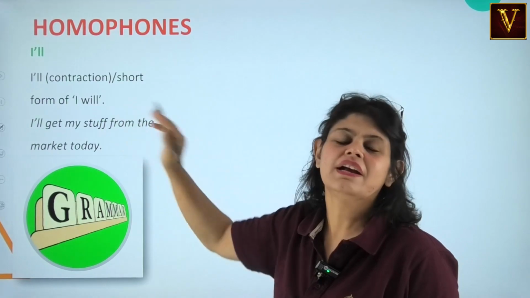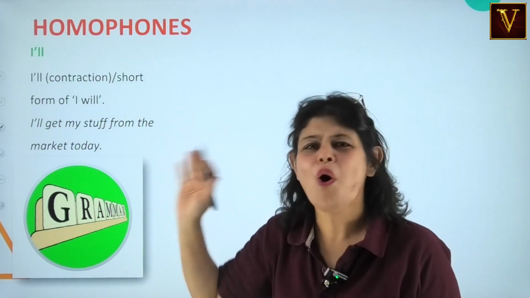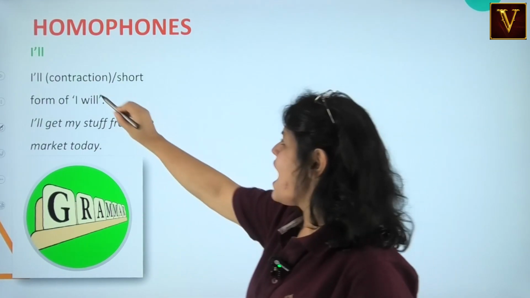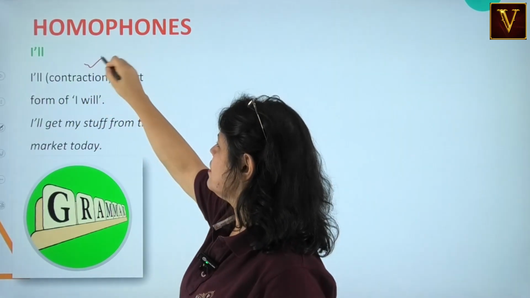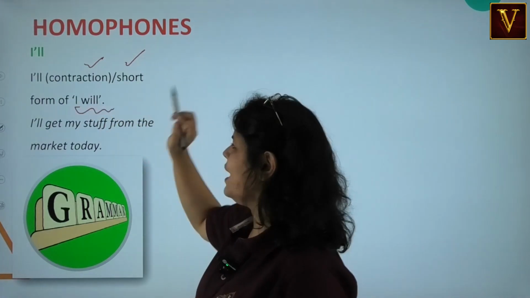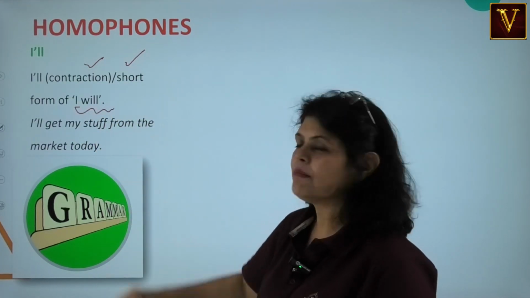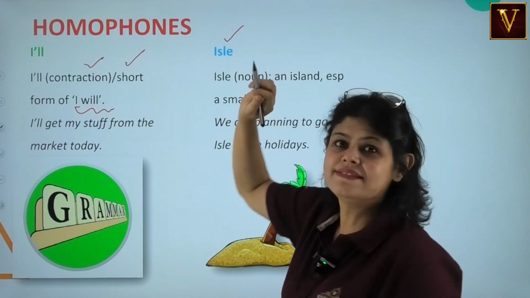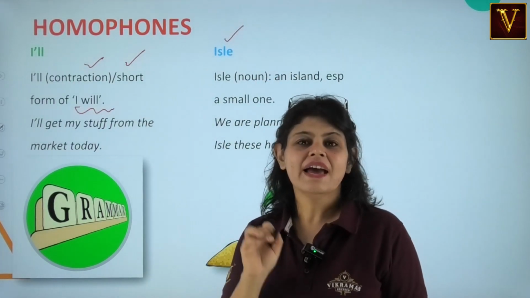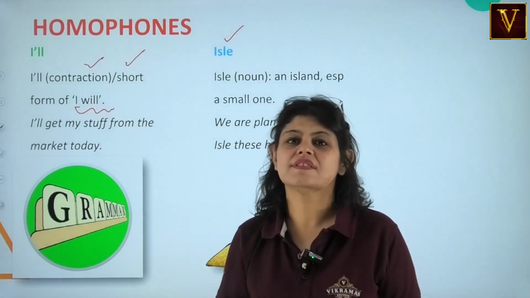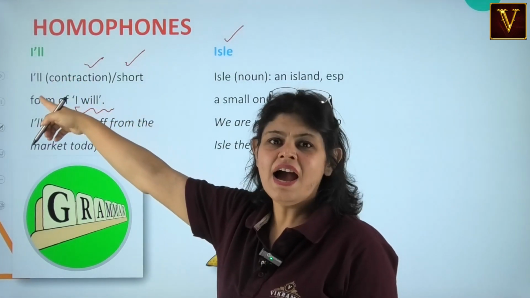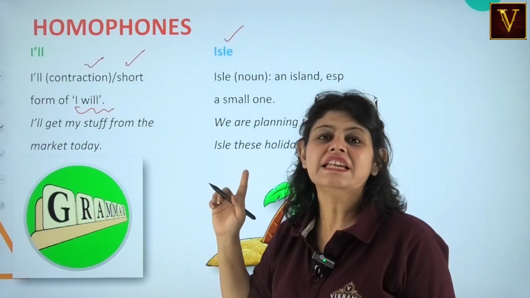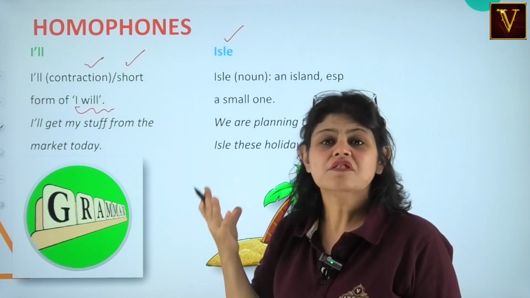This is a really common one, and we all use it whilst we write down something, isn't it? I'll is a contraction, or the short form, of I will. I'll get my stuff from the market today. Now, another form is I-S-L-E. When we say I-S-L-E, its pronunciation is exactly the same as I'll. But I-S-L-E has a completely different meaning. It means a small island.